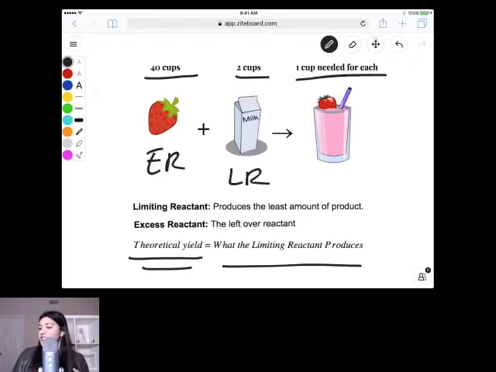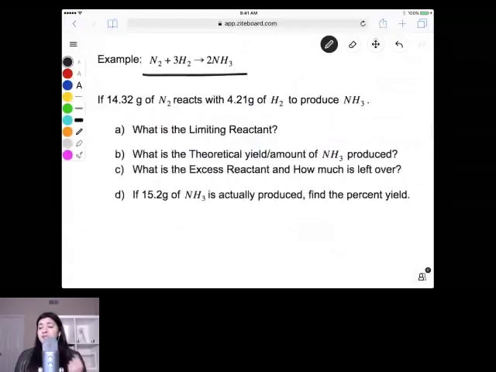Let's start with our first example. So let's say we have this balanced reaction, and 14.32 grams of nitrogen reacts with 4.21 grams of hydrogen to produce ammonia, or NH3. And our first question is asking us to find our limiting reactant. Now, sadly, we can't just look at it like we did with the smoothies and tell. So instead, we need to figure out how many grams of our product we're actually going to produce. So our product in this case is ammonia, or NH3. We need to figure out how many grams we're going to produce from each reactant.